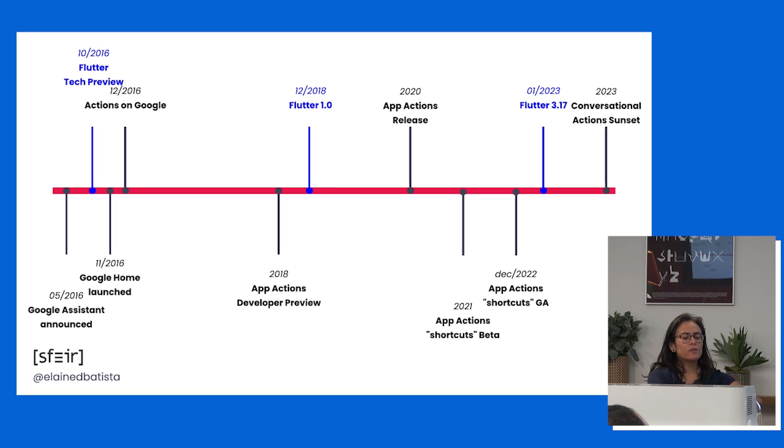So just a little bit of background history, so you can see where we're coming from. Google Assistant was announced quite some time ago, in 2016. Google Home launched later that year, and then the developer platform launched at the end of 2016. And then the actual integration of Android with the Google Assistant was in developer preview for quite some time, from 2018 until 2020.